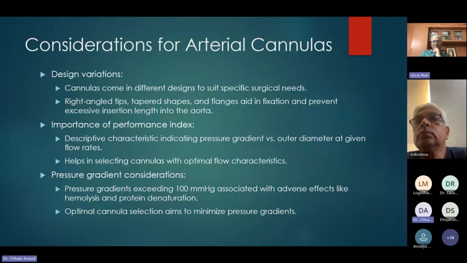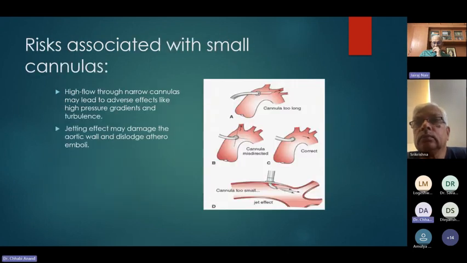Pressure gradient considerations. A pressure gradient exceeding 100 mm of mercury is associated with adverse effects like hemolysis and protein denaturation. Optimal cannula selection aims to minimize pressure gradient. Risks associated with small cannulas: high flow through narrow cannulas may lead to adverse effects like high pressure gradient and turbulence. A jetting effect may damage the aortic wall and dislodge atheroemboli.